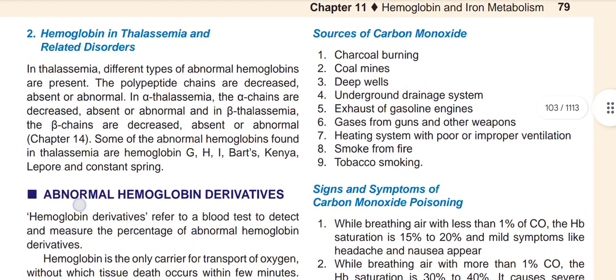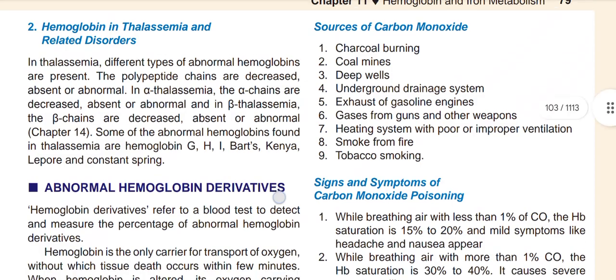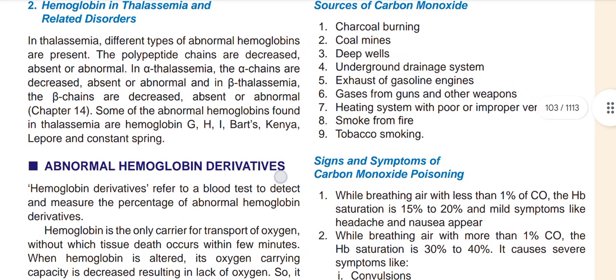Now, hemoglobin in thalassemia and related disorders. In thalassemia, different types of abnormal hemoglobins are present. The polypeptide chains are decreased, absent, or abnormal. In alpha thalassemia, the alpha chains are decreased, absent, or abnormal, and in beta thalassemia, the beta chains are decreased, absent, or abnormal. Some of the abnormal hemoglobins found in thalassemia are hemoglobin G, H, I, Bart's, Kenya, Lepore, and Constant Spring.